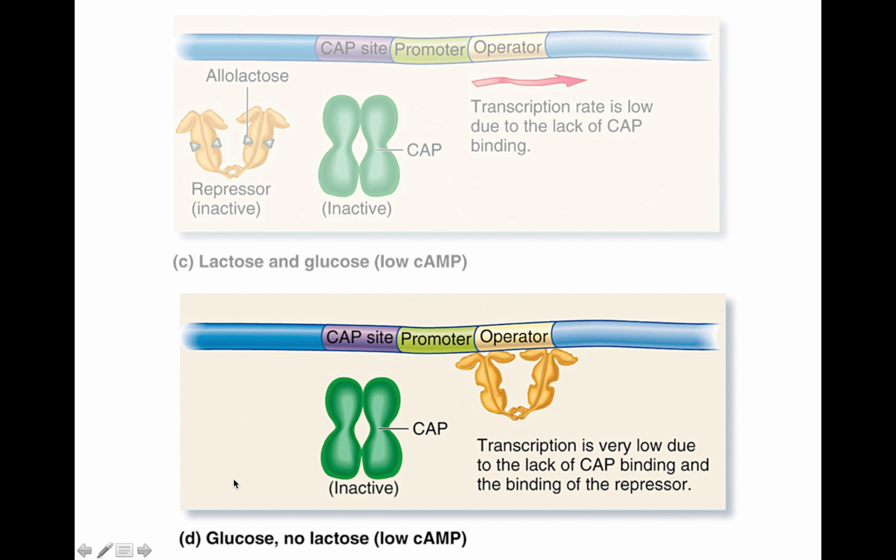And finally, if you have lots of glucose around and no lactose, then you really shut down the Lac operon because you really don't want to produce any of the proteins from the Lac operon. Glucose is your preferred source of energy. The cyclic AMP levels are low. Catabolite activator protein won't bind, and the operator is occupied by the repressor, so you really won't be able to transcribe any of the Lac operon.